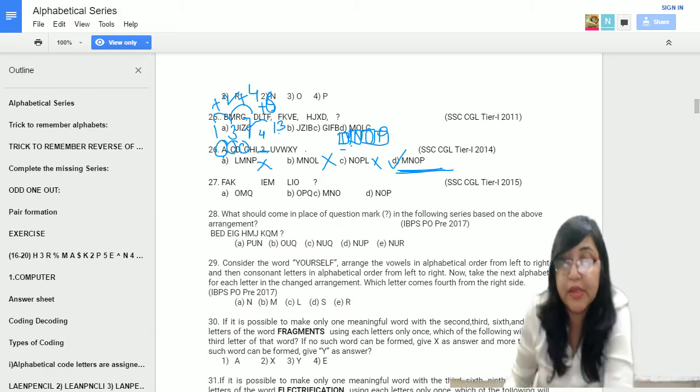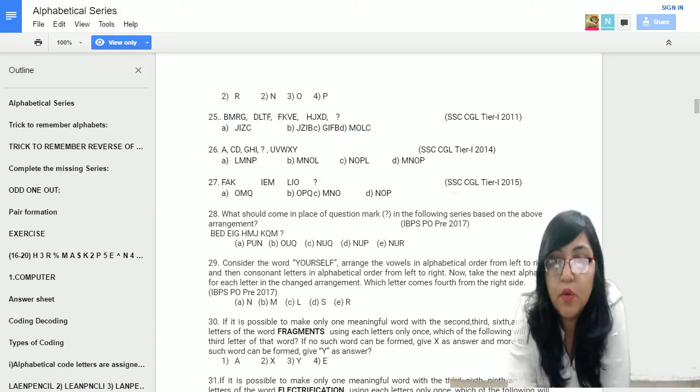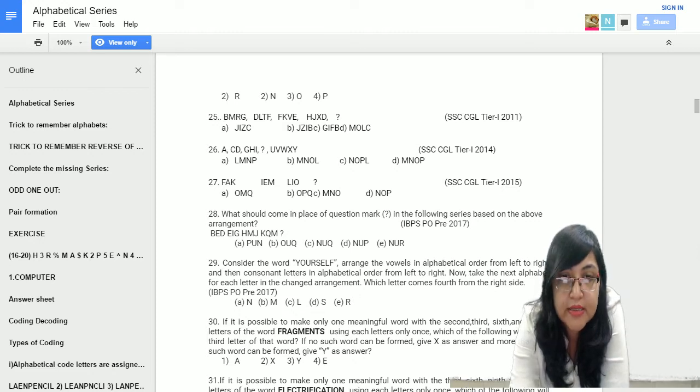Okay, let's move on to the next question then. So what we have in the next question is FAKIEMLIO and a question mark. So we have a missing term over here. So what should be your answer? So let's see. We have F, F is 6. What is I? I is 9. L is 12. So what are these? These are basically plus 3, plus 3. So we'll have plus 3 over here as well.